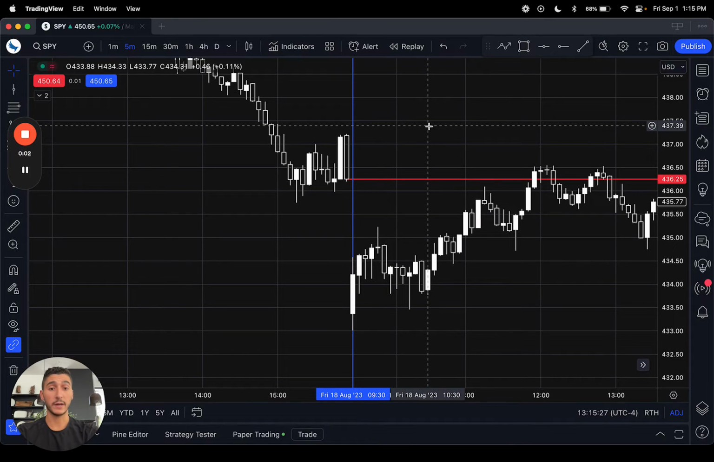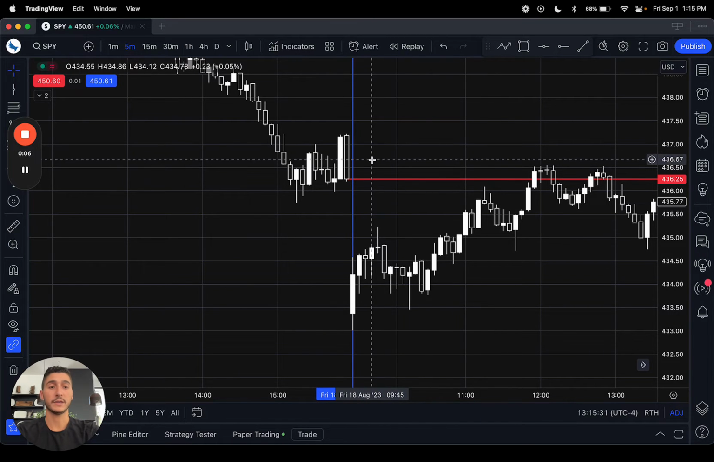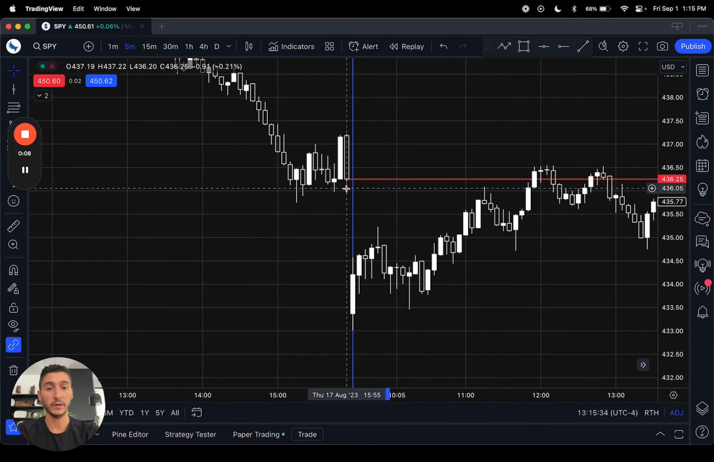So I'm going to explain how you can use gaps to make money trading. So what is a gap? A gap is the difference between one day's closing price and the other day's opening price.